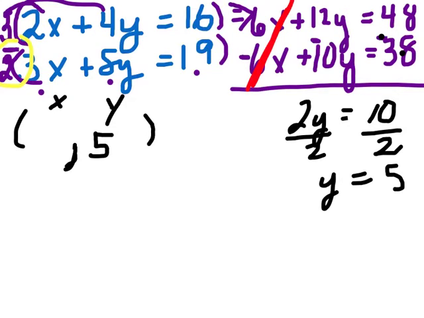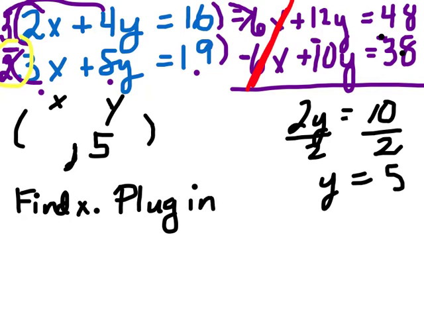Okay, so I know y is 5. What do I do now? I need to find x. So I already have the y value, plug in y. It doesn't matter which one I find first, the x or the y. It's just whatever I find, I plug it in to find the other missing one.